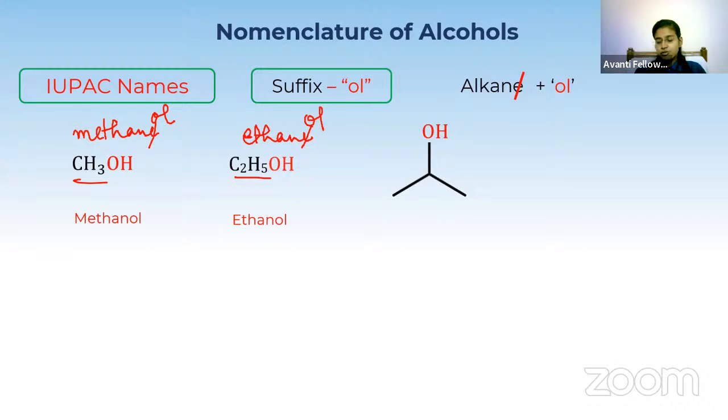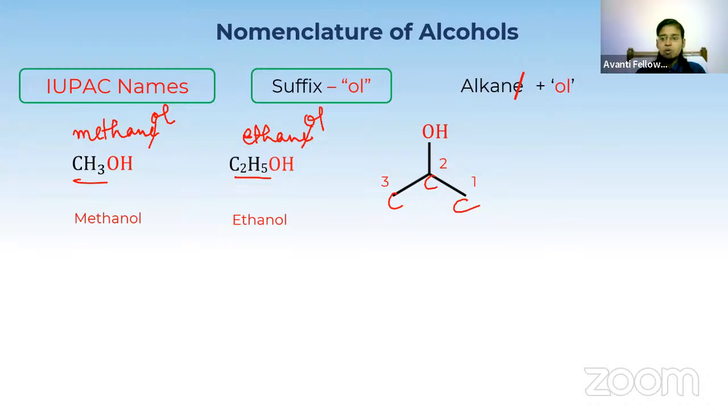For the compounds which have more than 2 carbon, we have to start numbering the carbon atoms. That is one of the IUPAC rules. So this compound has 3 carbon, so I have to start numbering. Since this compound is symmetrical, you can number from either way, left to right or right to left. Let me go with this numbering. I have gone from right to left.